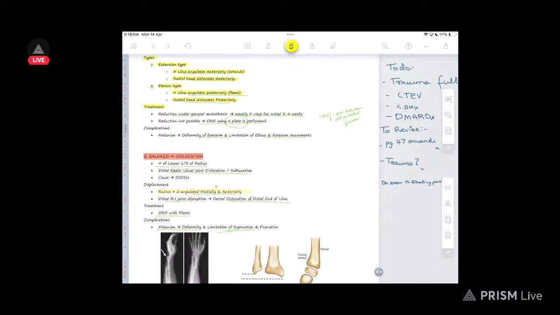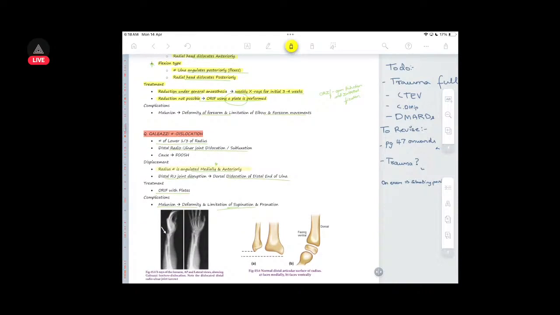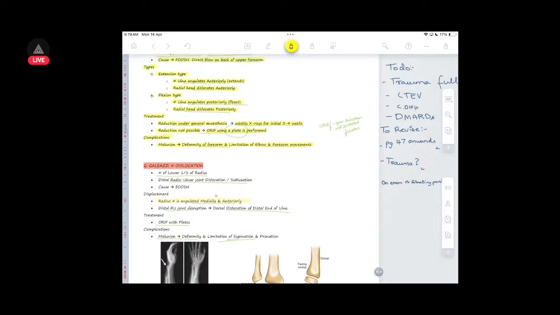Treatment: you have to do reduction under general anesthesia and weekly X-ray for the initial 3 to 4 weeks. Then if reduction is not possible, you have to do open reduction and internal fixation with a plate. Complications: you can have malunion of the forearm and limited elbow and forearm movement.